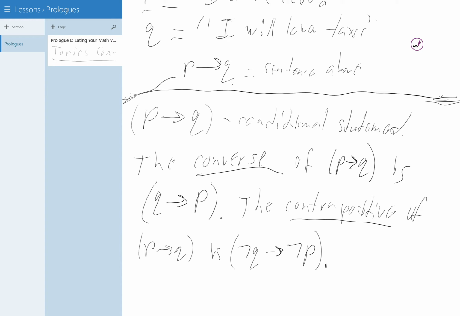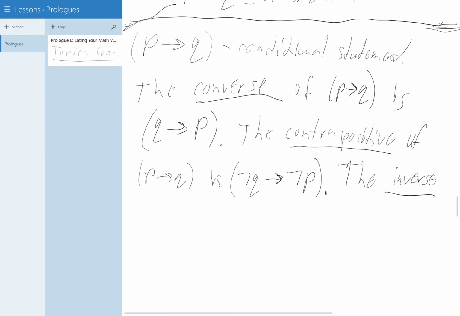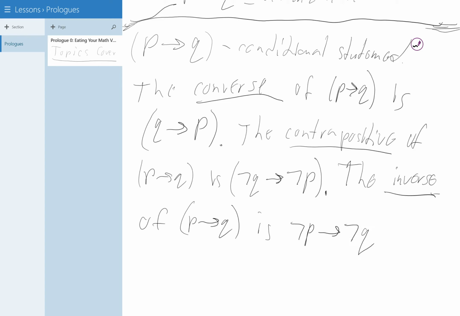And then finally, the inverse. Now you don't have to memorize so much vocab, but it's good to have it around so you understand. As you work with them so much, you won't actually be memorizing these things. You'll just kind of understand them. So the inverse of P implies Q is not P implies not Q. Okay.